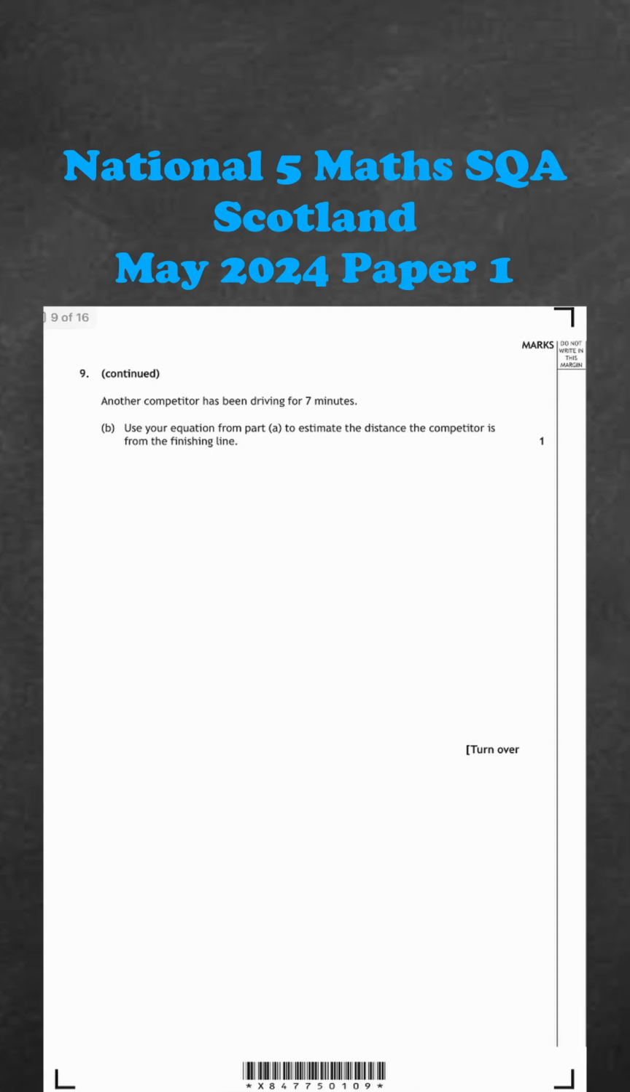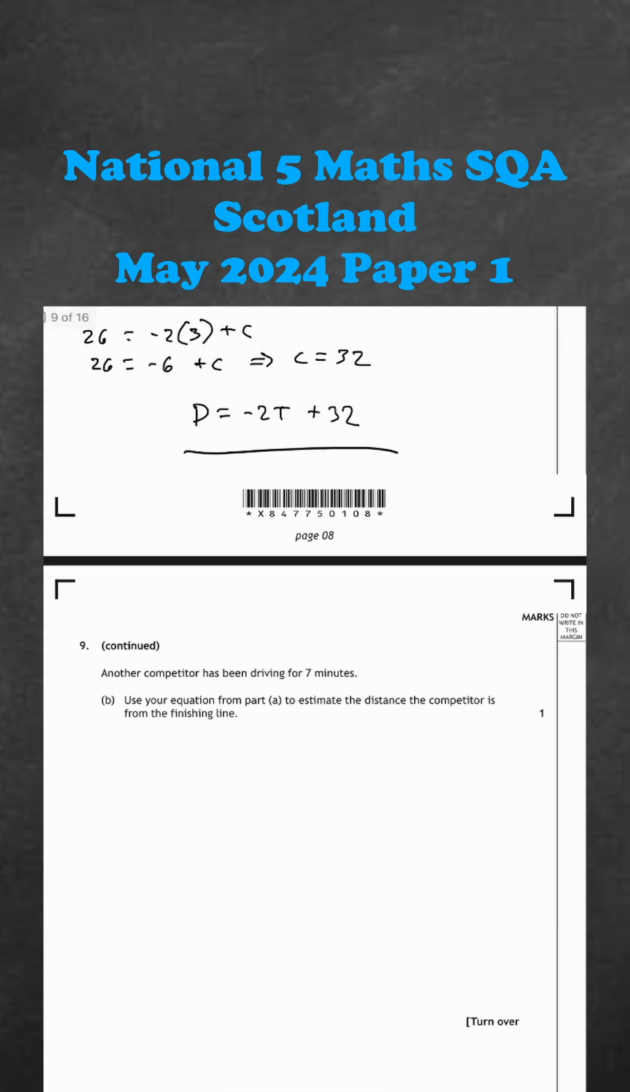Question 9, part B. Another competitor has been driving for 7 minutes. Use your equation to estimate the distance the competitor is from the finish line. So d equals minus 2 times 7 plus 32, which is minus 14 plus 32. 18 kilometers is our answer there.